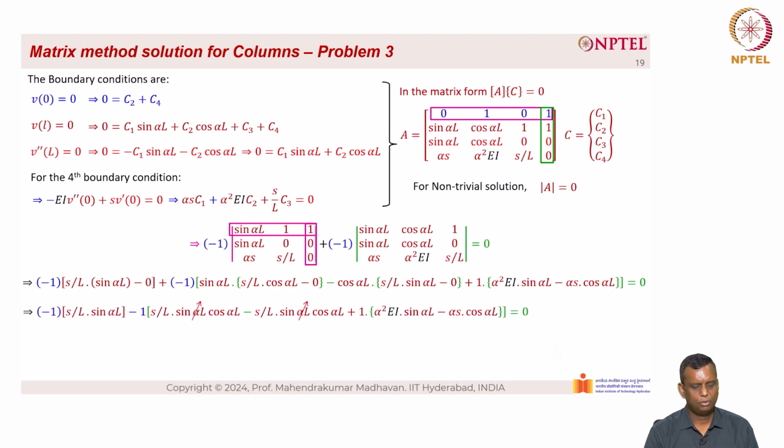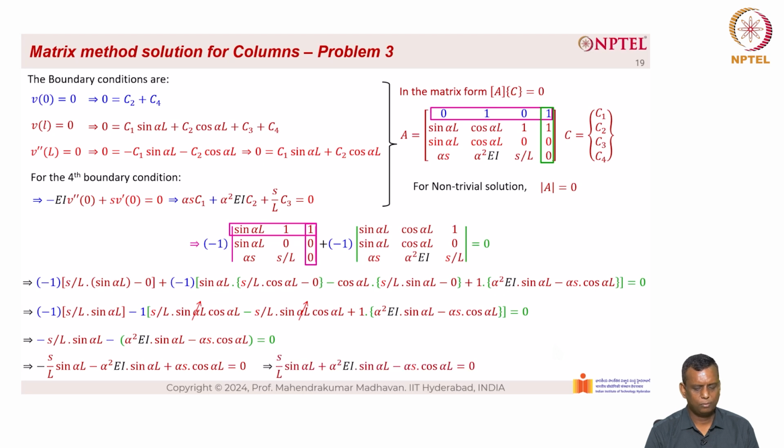As you can see below, both the equations can be simplified further by cancelling a few terms. So we have minus S by L into sin alpha L minus alpha square EI into sin alpha L minus alpha S cos alpha L is equal to 0. So this again can be further simplified as shown below. We have S by L into sin alpha L plus alpha square EI sin alpha L minus alpha S cos alpha L is equal to 0.